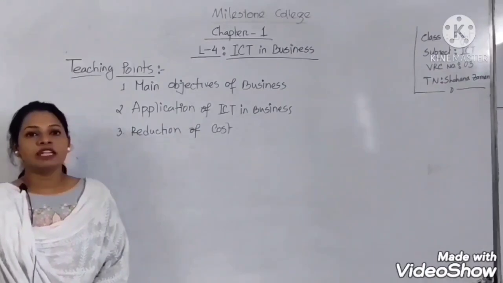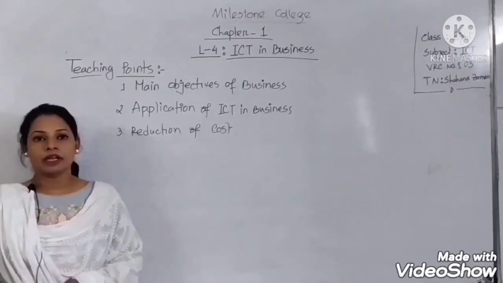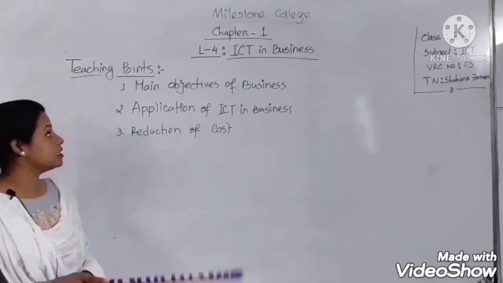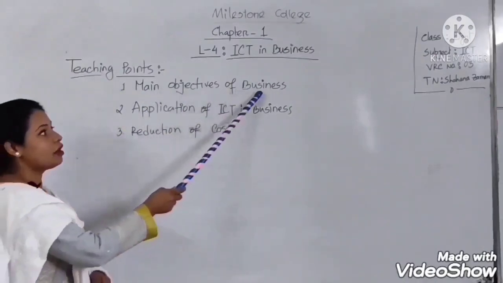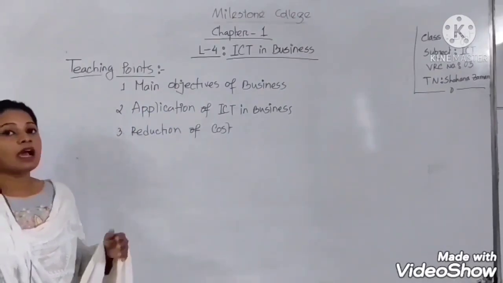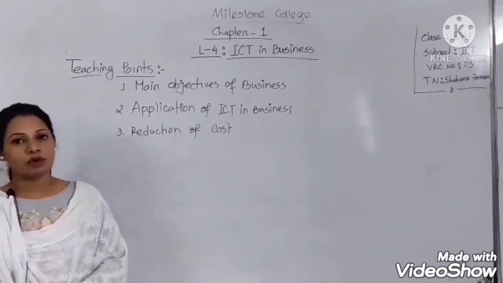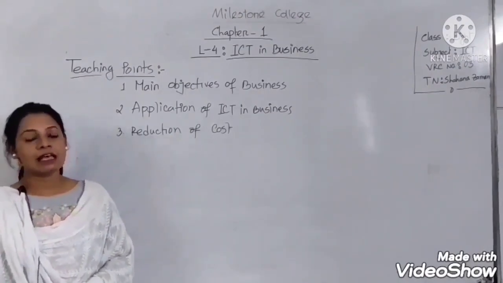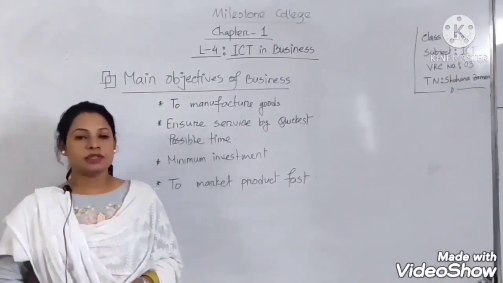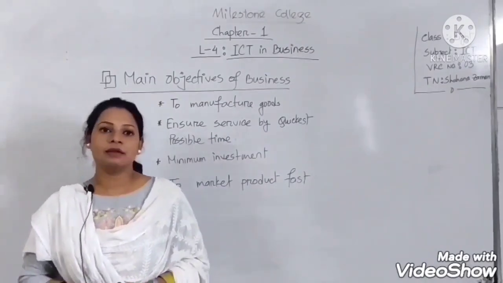Students, before the detailed lesson, you should know the teaching points and the summary of the lesson. You can tell what the outcome of the lesson will be. Let's take the teaching points. Number 1, the main objectives of business. Number 2, the application of ICT in business and how ICT helps to reduce the cost in the business sector. So let's start the detailed class; take your textbook and classwork copy. My dear students, today we will discuss lesson 4, and the name of the lesson is ICT in business.